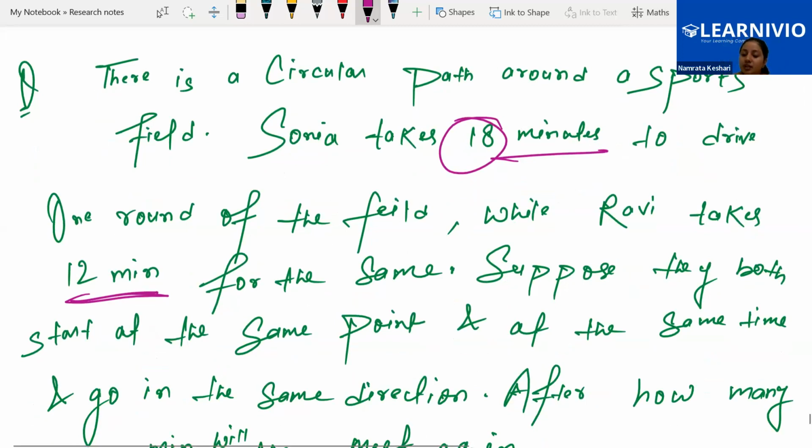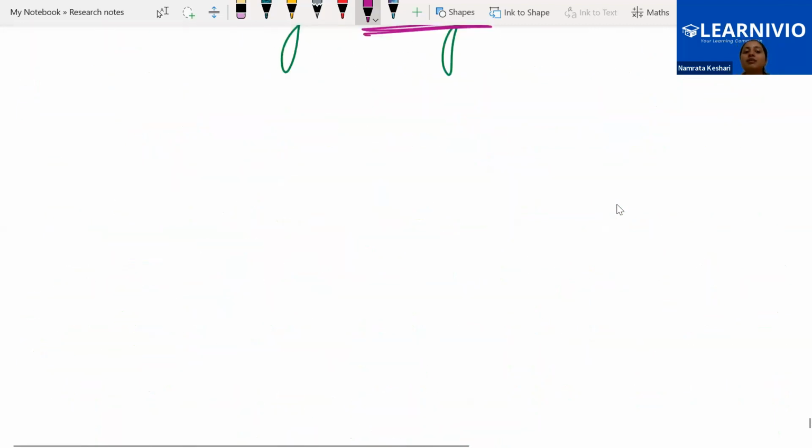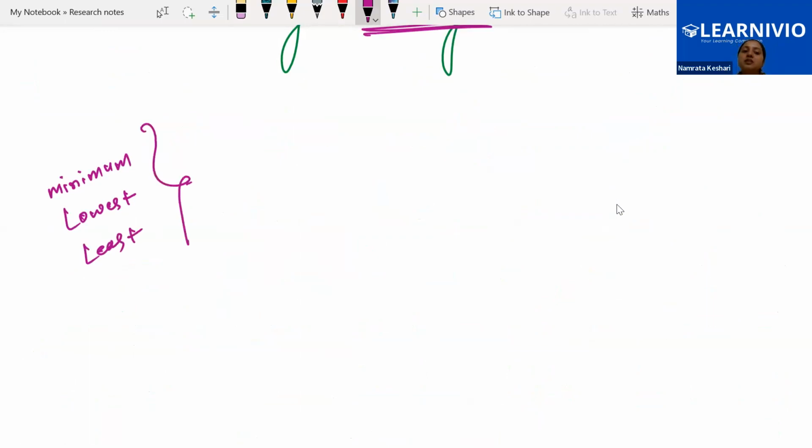Whatever story we are having over here, we don't have to worry about the story. We need to understand that in this type of question, we just have to find the LCM. Now in our word problem, the story problem, the question can also be like this. In the question, if there is a word minimum, lowest, least, that means it is indicating that we have to find the LCM.